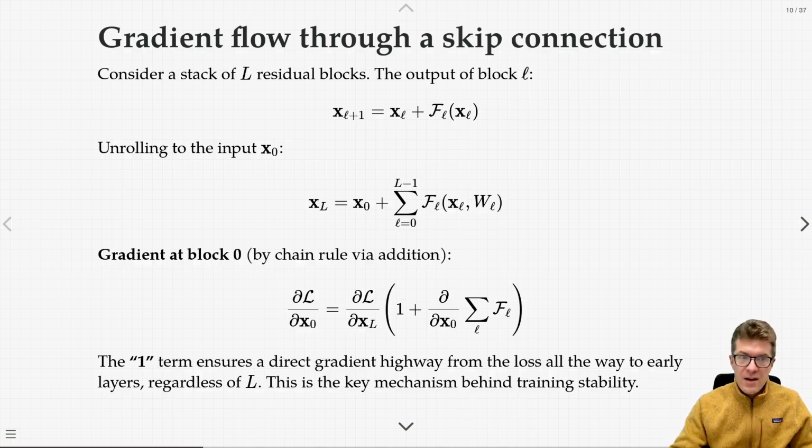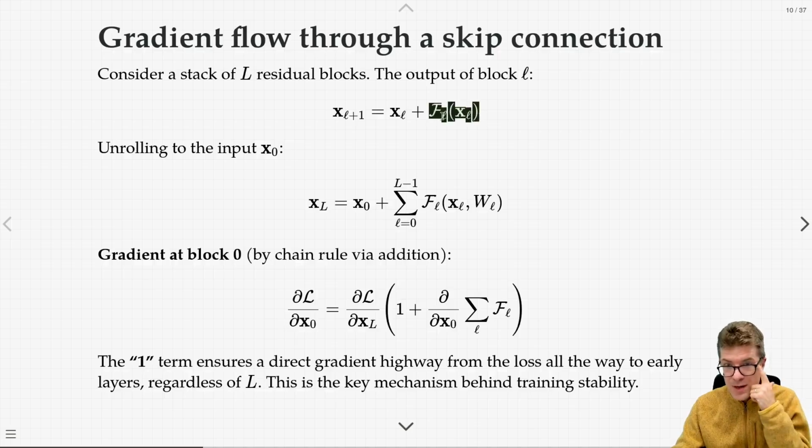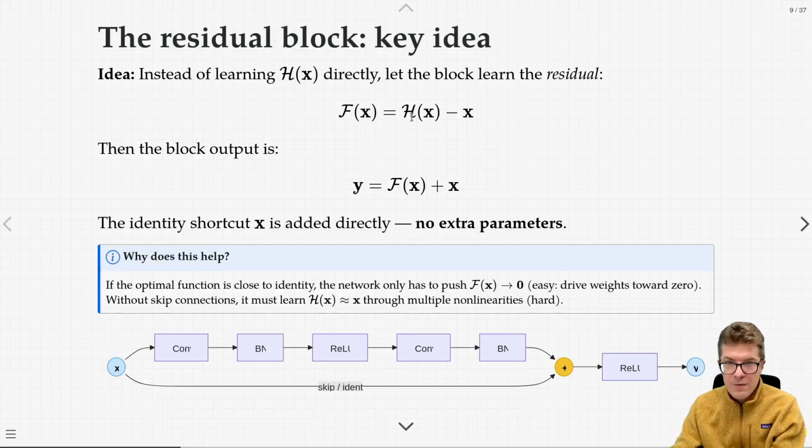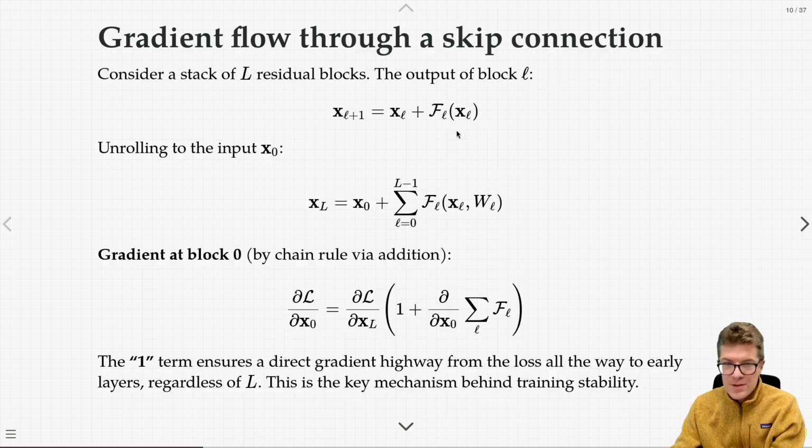So consider a stack of big L residual blocks. We still have these somewhat complicated blocks, and we want to push gradients backwards. We have the output of block L is going to be the input at block L plus 1. So we call it X is the input at block L plus 1. This is just the input of block L plus the residual, the leftover of F of L. Remember, F is whatever's left over when we take the output minus the input. So here it is. We have X of L plus whatever's left over, the residual.